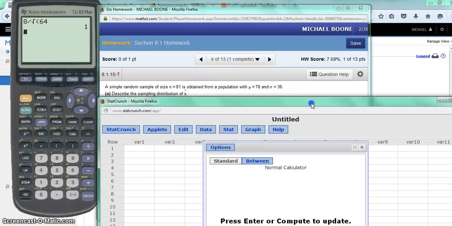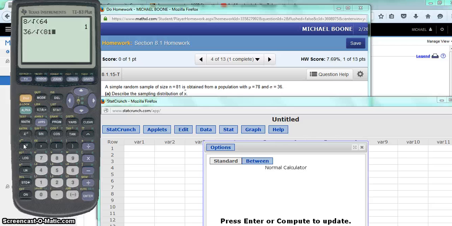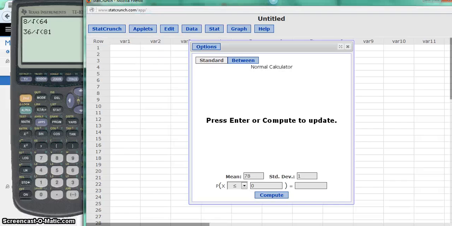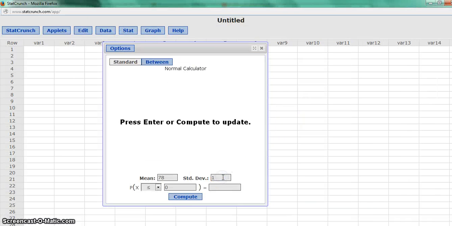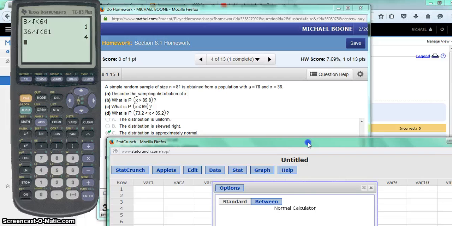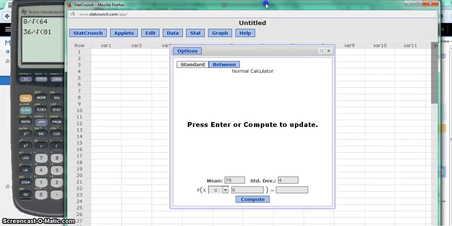Our standard deviation, since I'm dealing with the sample size, is going to be different. So I'm going to take 36, my population standard deviation, and divide it by the square root of my sample size. And so my standard error of the mean is going to be 4. And so now I can do all the calculations that I'm needing to do. The first one is that the means are greater than 85.8. So just like before, we do a greater than 85.8.